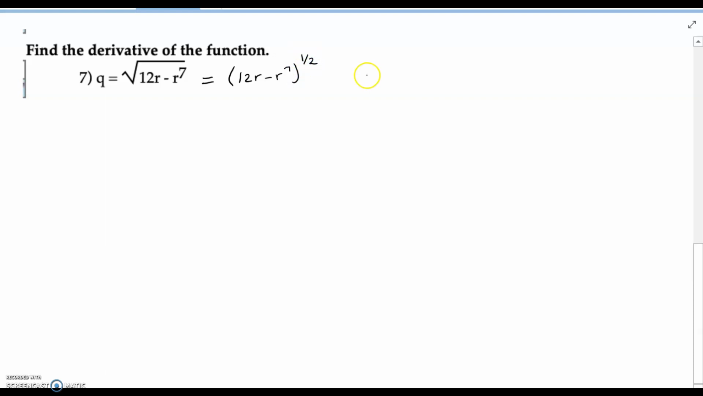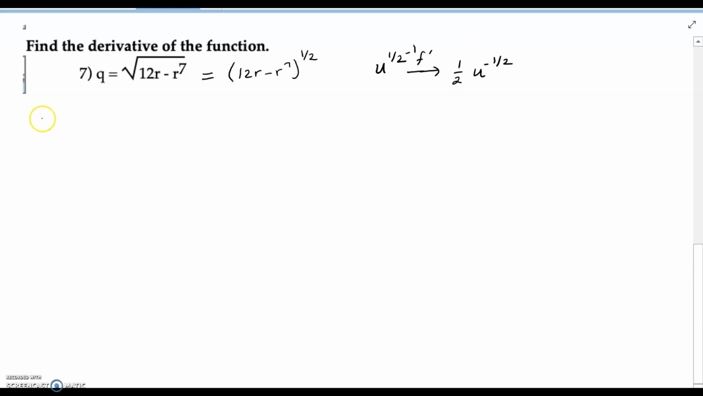So we have to pretend that we've got something like u to the 1/2, and what does that look like if I take the derivative? It's 1/2 of u to the 1/2 minus 1, which is -1/2. So we're going to have a 1/2 in the front, a -1/2 on the outside, and on the inside, it's going to stay 12r minus r to the 7th. That's fine for right now.